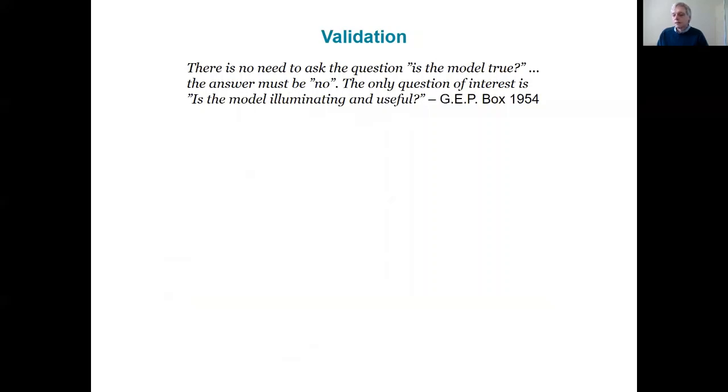Validation is the next step, and it's a bit of a semantically fraught area in modeling. You'll sometimes have people tell you that no, you can't validate a model because a model can't be true. Validation implies establishing truth, and a model can't be true by definition. And that's a good point.